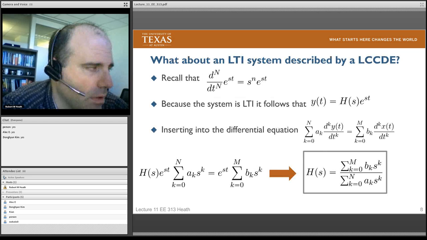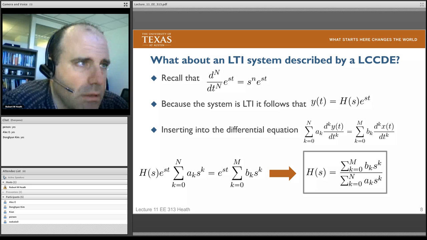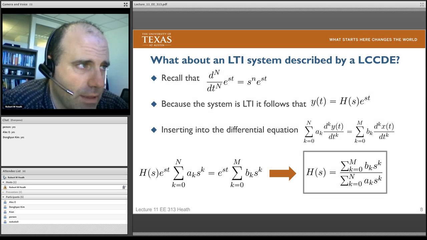Now I want to talk about one specialization of LTI systems, which are those described by a linear constant coefficient differential equation. Remember that if I take the nth derivative of e to the st, that's equal to s to the n times e to the st. So you keep taking derivatives of the exponential function, and you get s to the n.